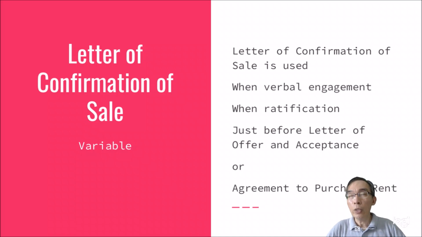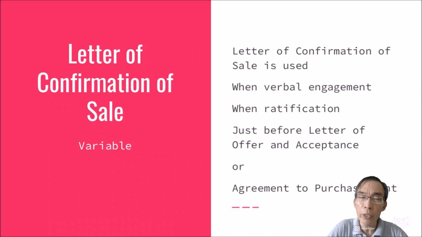And now, in order to secure your agency fee, you go back and tell the owner that you have found a prospect, and now you have agreed. So let's confirm it. Let's confirm that you are now giving me this job, to deal with this prospect. So it is sort of retrospective.